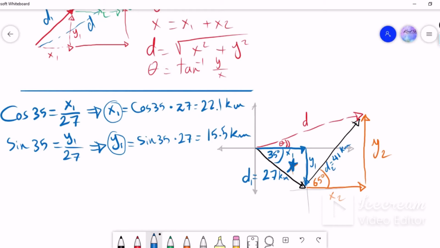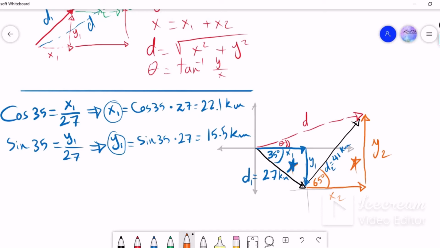As I told you guys, be careful with the direction. As you see here, y1 is in the opposite direction of y2. Because when we add y1 and y2, they are in opposite directions, we will make this one negative. It means we will subtract, not add, because they are in different directions. Now let's take another triangle.